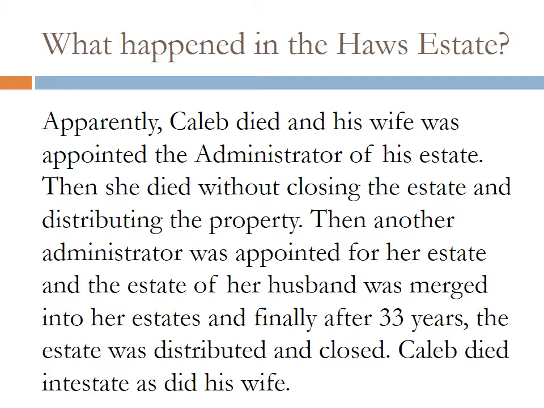Now, essentially what happened in this Haws Estate is that he died. His wife was appointed the administrator or administratrix of the estate. Then she died without closing the estate and distributing the property. That required that another administrator be appointed. In this case, it was a son. And then the estate of the husband was merged with the wife's estate. Finally, after 33 years, the estate was distributed and closed. Both Caleb and his wife died intestate. That means they died without a will.